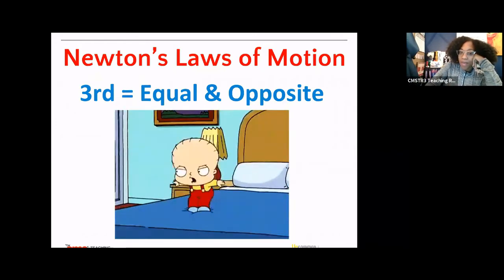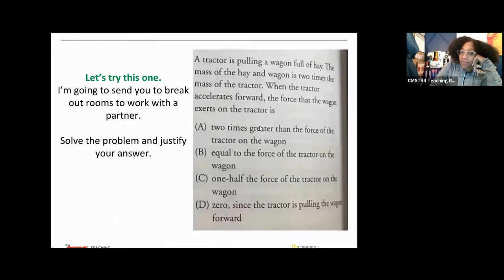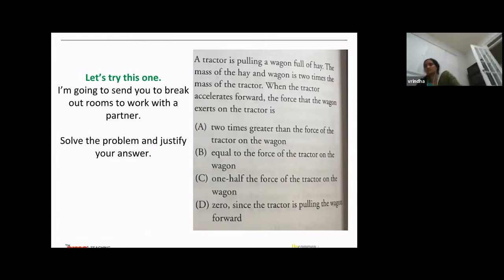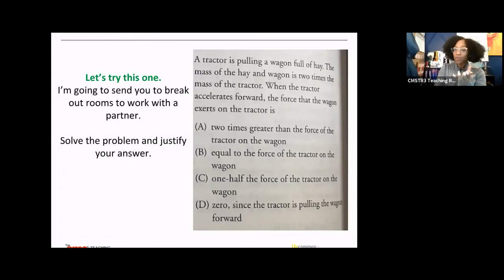So when we think about Newton's 3rd law, if we have a tractor pulling the wagon full of hay, the mass of the hay wagon and the tractor is negligible because it's talking about a very specific moment. And in the first session, we had a whole discussion about this one instant. It's talking about the moment the tractor accelerates, what is the force on the wagon? According to Newton's third, the answer should be what?